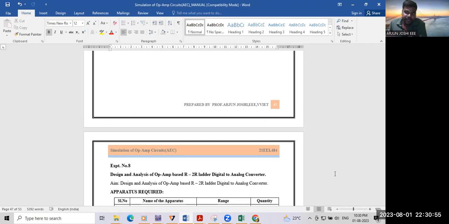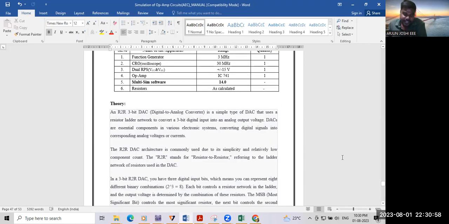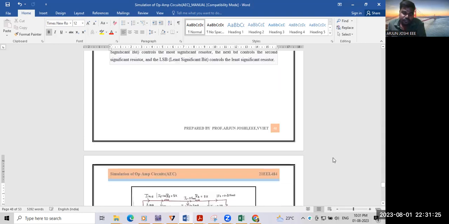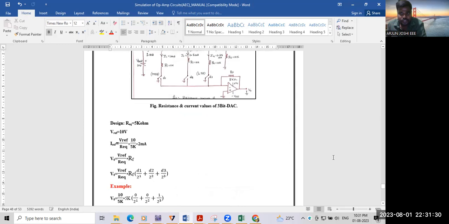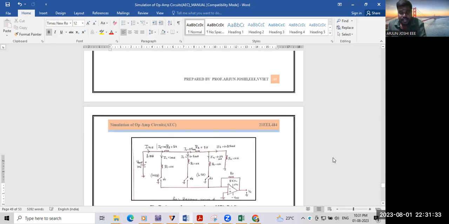The aim of the experiment, the components required, and then the theory. What do you mean by this R2R digital to analog converter? Here I'm going to use a 3-bit digital to analog converter. 3-bit is 2 to the power of 3, that is 8. It gives 8 input combinations from 000 to 111 on D1, D2, D3, that is digital inputs 0 to 7. I give a digital input, and the circuit gives the analog output. That is a digital to analog converter.